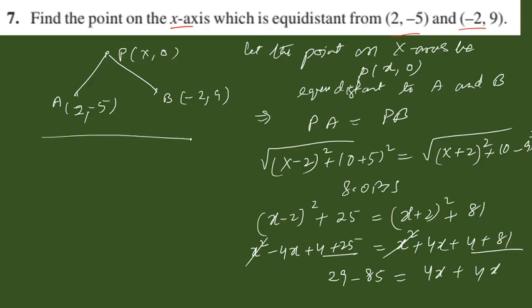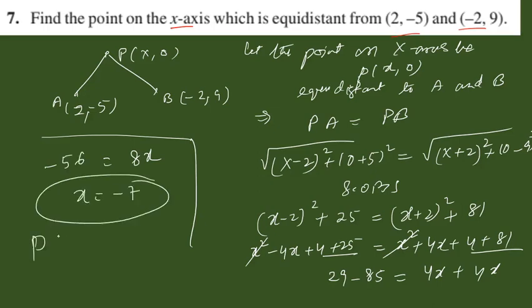Now finally, what is the answer you got? In the right side it is 8x. See, I'm taking the minus 4x at the side, and this 85 I'm bringing here. So 85 minus 29, 85 minus 20 is 65, then 65 minus 9 is 56. So you have 8x equal to minus 56. So x is equal to minus 7. So the point is minus 7 comma 0.